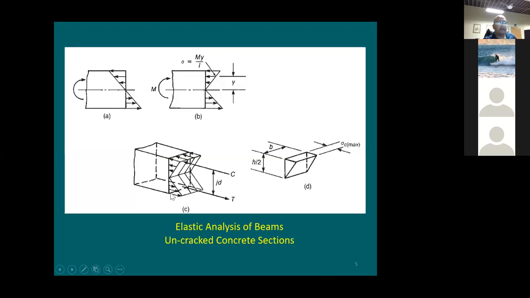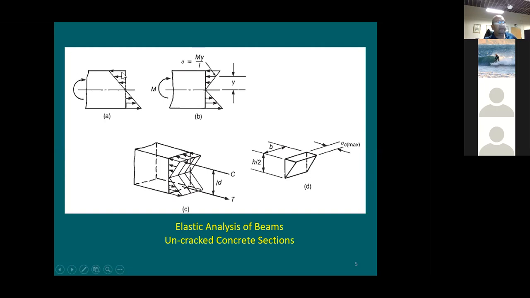So as long as the tensile stress is not reached yet, you can expect this type of distribution of the stresses. No cracking yet. So this picture is the uncracked concrete section. Why is it uncracked? Because I know that the stress at the bottom, the tension side, is not approaching the 7.5 square root of f'c.